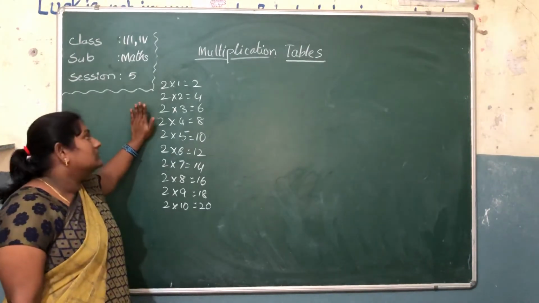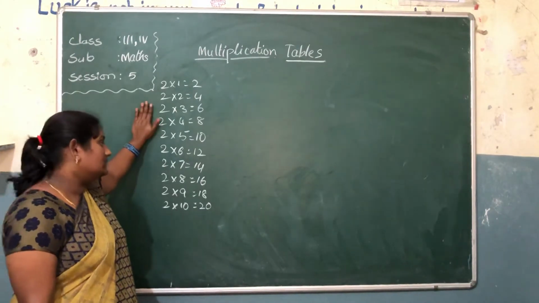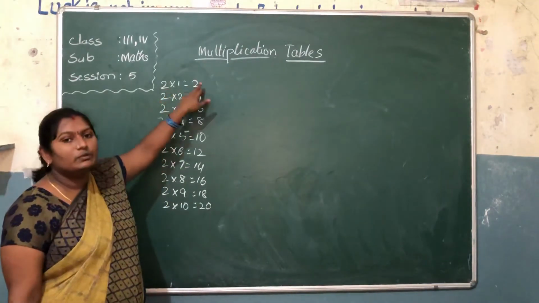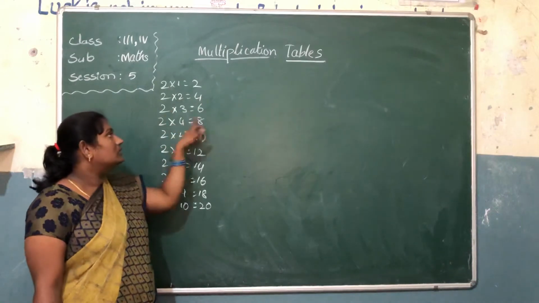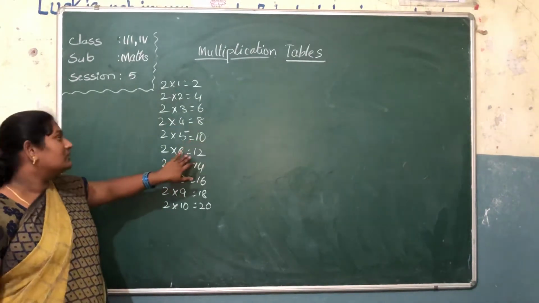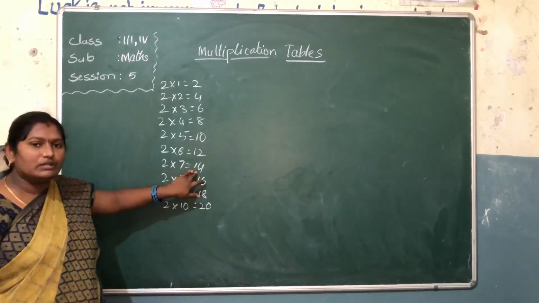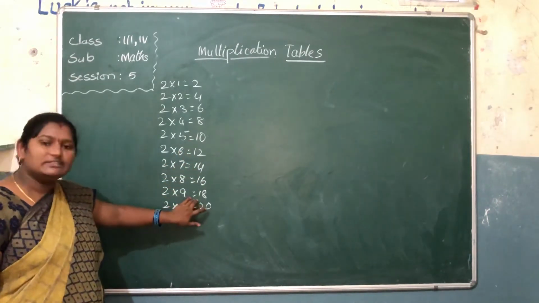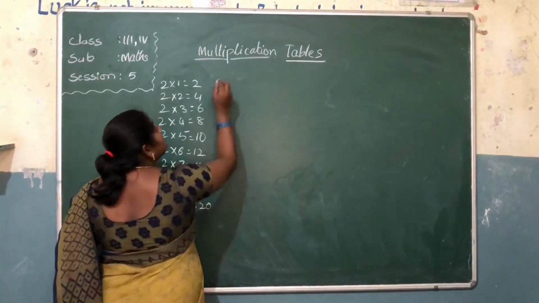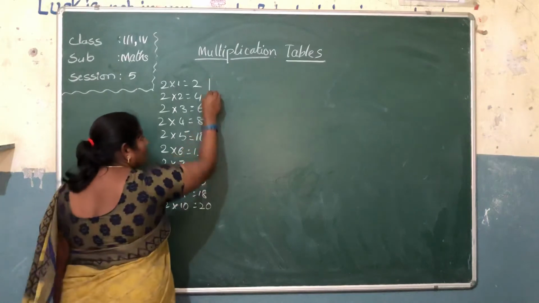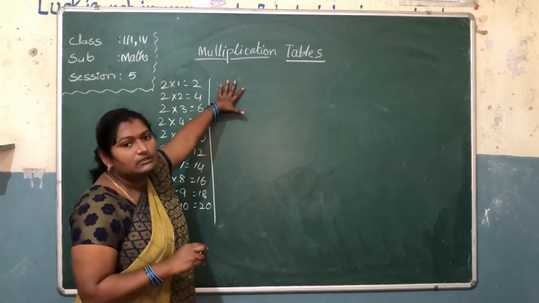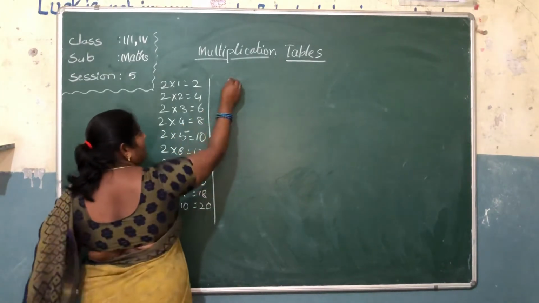Okay? Then after the 2 table, the 3 table. First you have to read once. 2 ones are 2, 2 twos are 4, 2 threes are 6, 2 fours are 8, 2 fives are 10, 2 sixes are 12, 2 sevens are 14, 2 eights are 16, 2 nines are 18, 2 tens are 20. Okay. Then next the 3 table. You have to draw the line like this and start the next table. Write neatly. Let's write down.